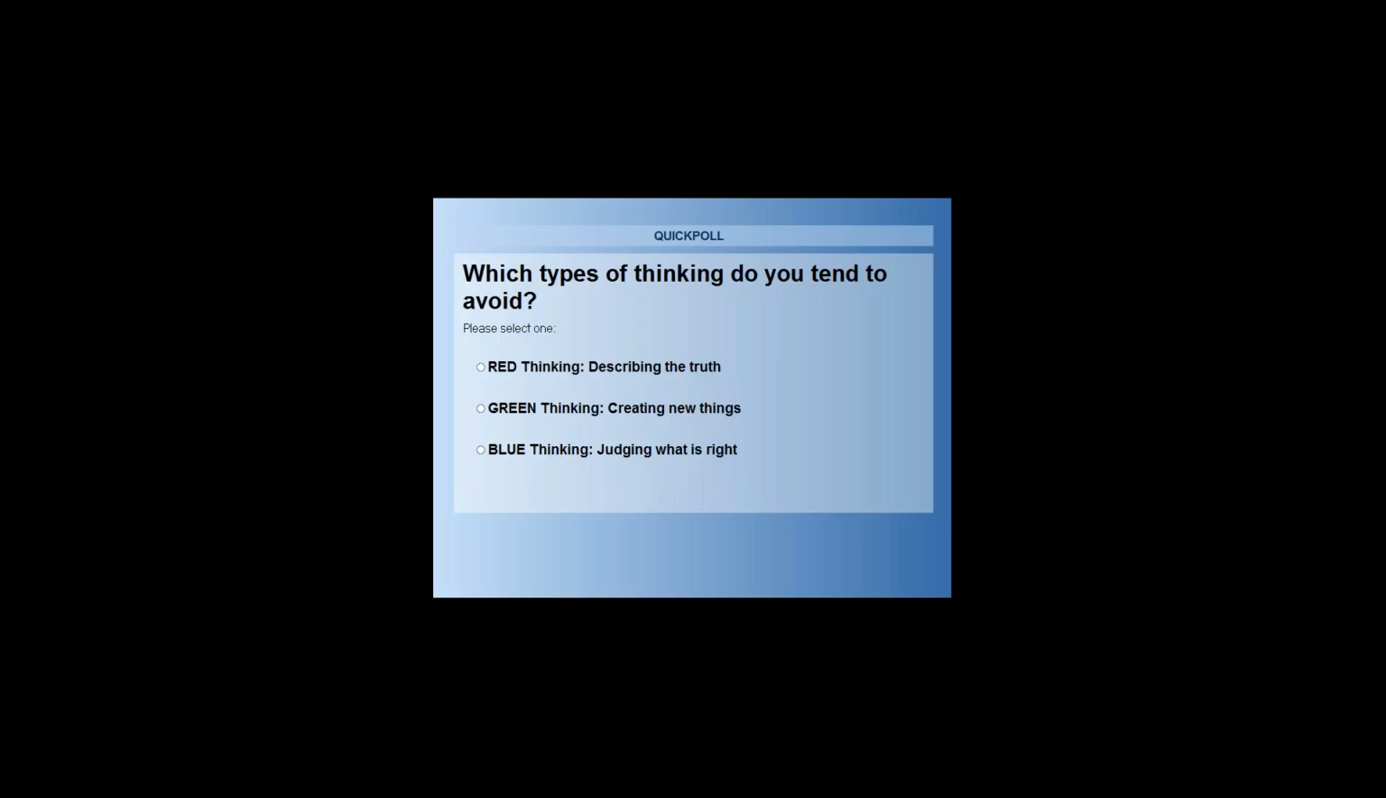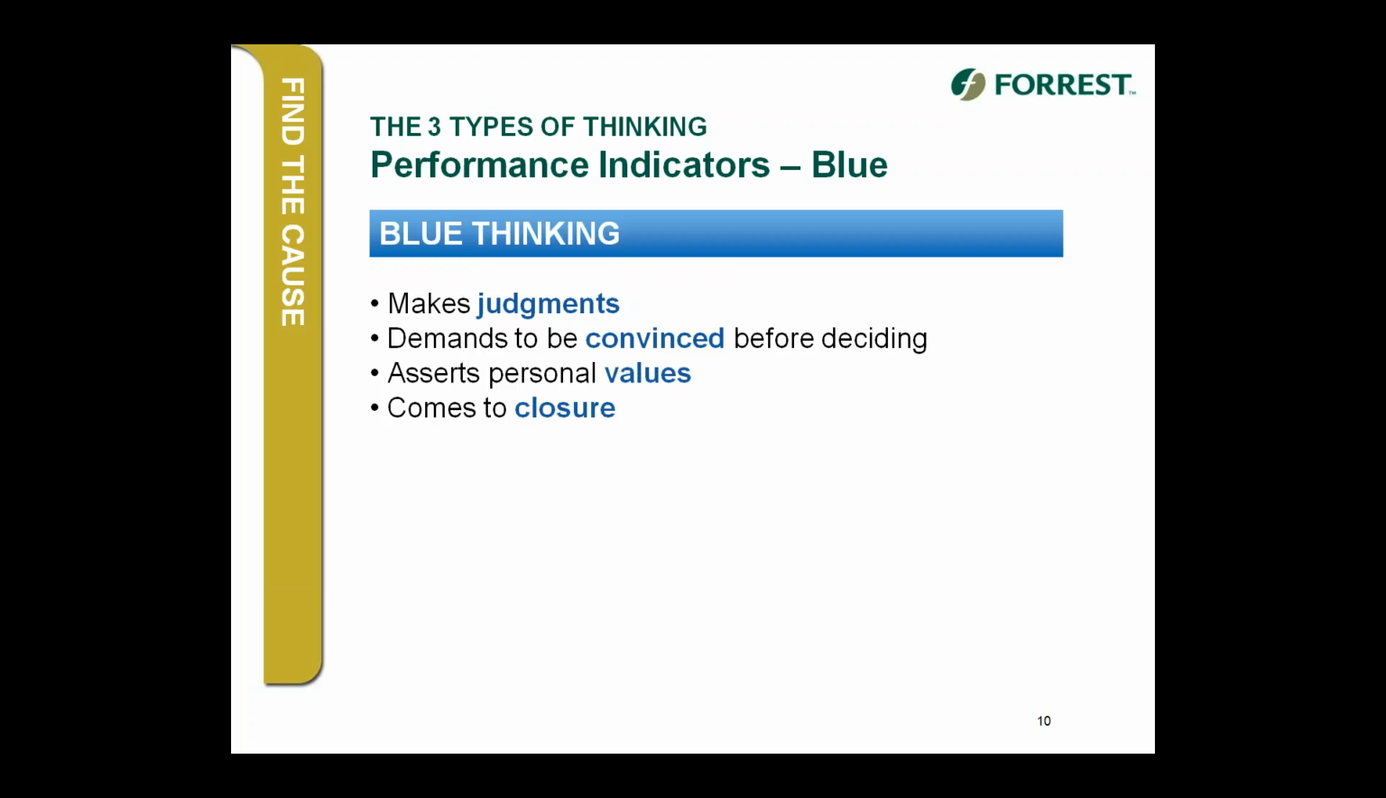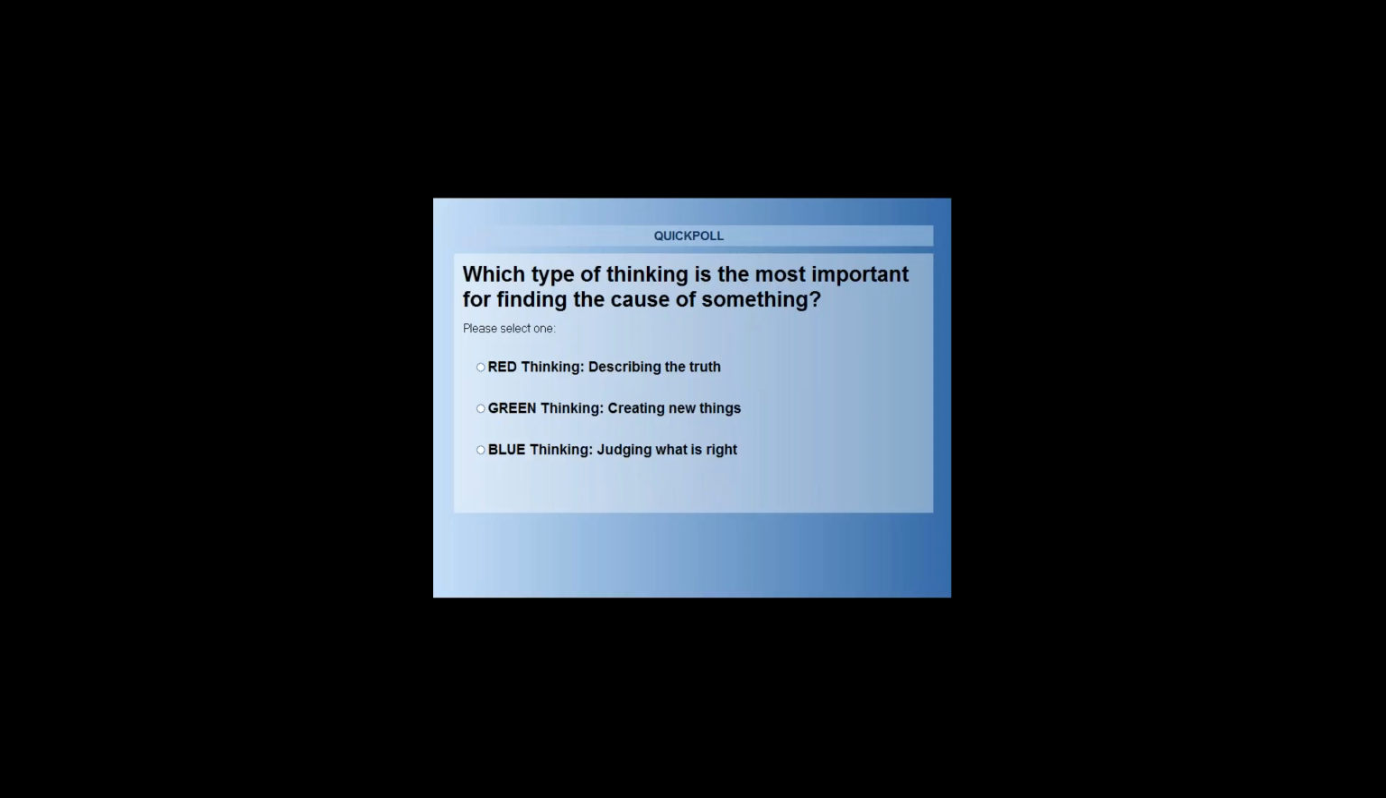But we have another poll, do we, Michael? Yeah, we do. So I'm going to close that poll. Now this one is a little bit more specific. Which type of thinking do you think is the most important for finding the cause of something? So now that you know the 3 different types of thinking, think to yourself, which is the dominant color here if I was trying to figure out what went wrong. And we've got some votes coming in, about 20% voting, and it's overwhelmingly red. So we've got about 80% in red, 20% in green, and 10% in blue.